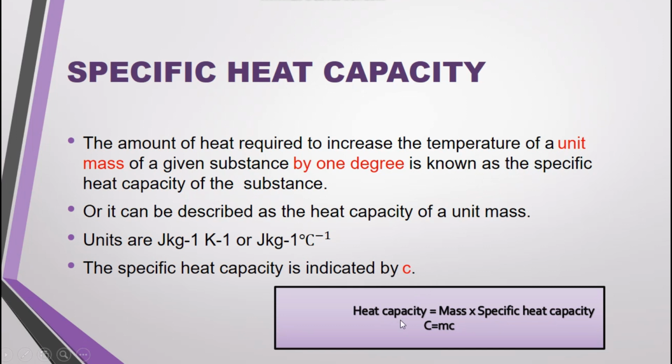The relationship is: heat capacity equals mass times specific heat capacity. Heat capacity is capital C, mass is simple m, and specific heat capacity is simple c.